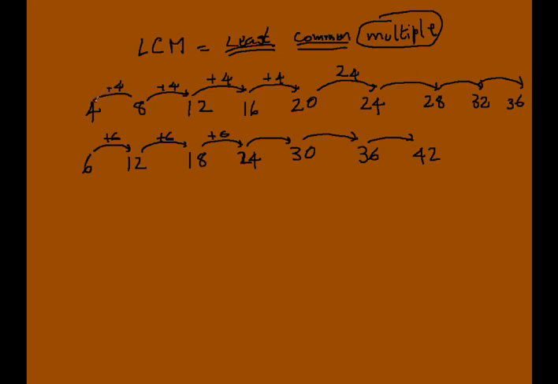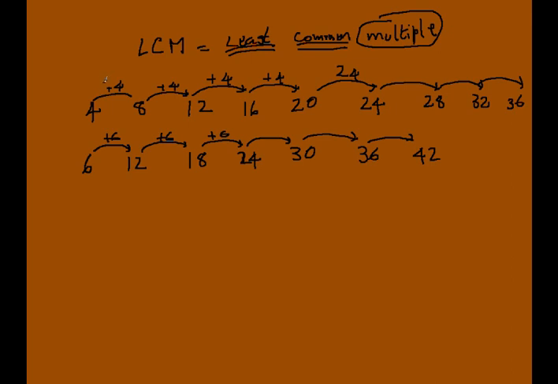For example, 8 is a multiple of 4, because when you times it by 2, you get 8. 12 is a multiple. That means when you multiply it by something, you'll get 12. 16 is a multiple of 4. That means when you multiply by a number, you'll get 16, that means when you multiply by 4, you'll get 16. Now, it has to be common.